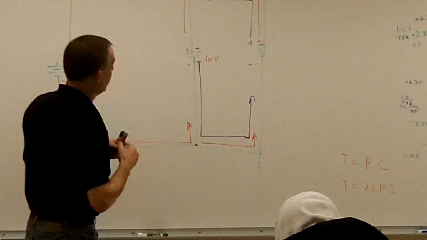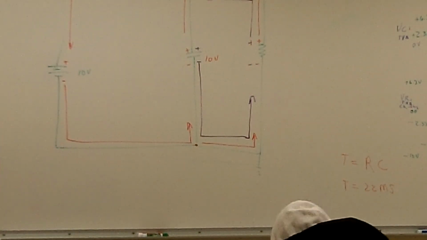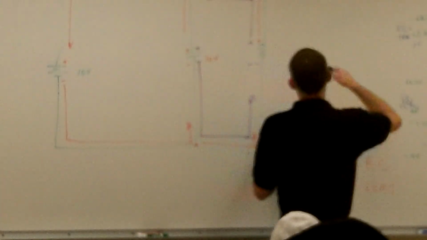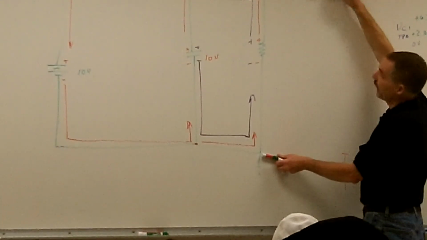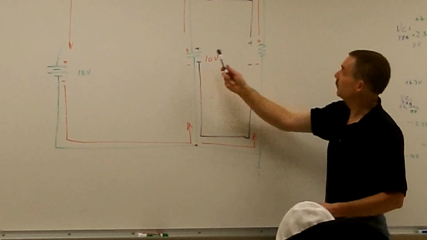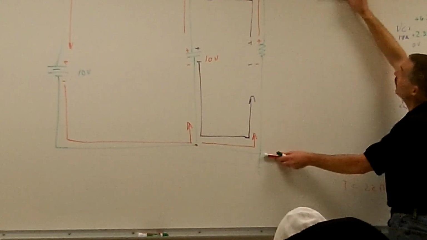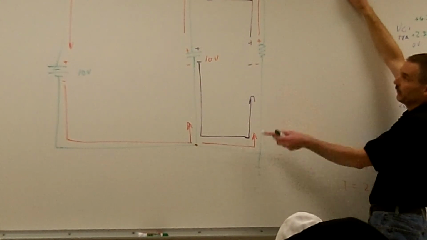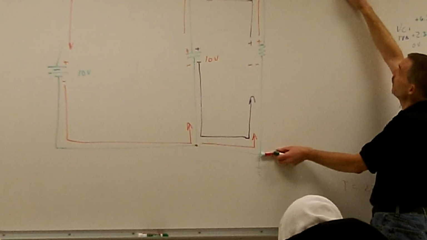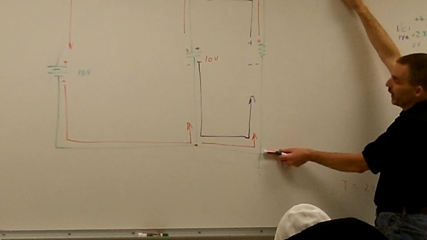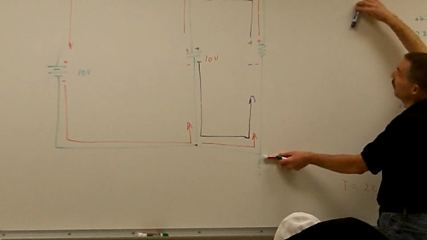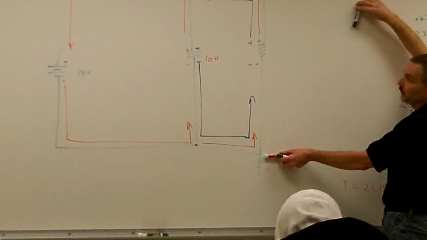My polarity across my resistor didn't change this time. So over a given amount of time, depending on what my capacitor size and what my resistor size is, I'm going to still get my 10 volts even after I opened up my switch. I'm still going to get my 10 volts, and then eventually that capacitor is going to discharge, and then I'm going to go down to 0 volts.